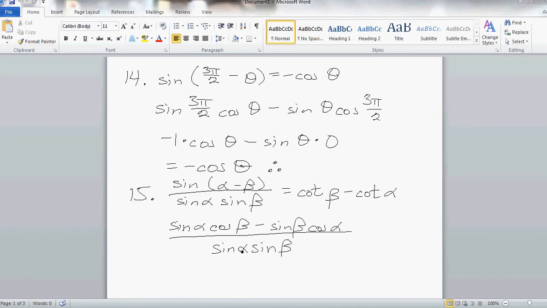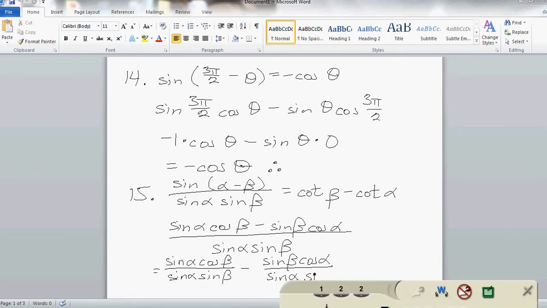Then I've got this expression up here and just one factor down here, so I'm going to give this to both the numerator and the denominator. So it becomes sine of alpha cosine beta over sine alpha sine beta minus, and do the same thing for the next one, sine beta cosine alpha over sine alpha sine beta.